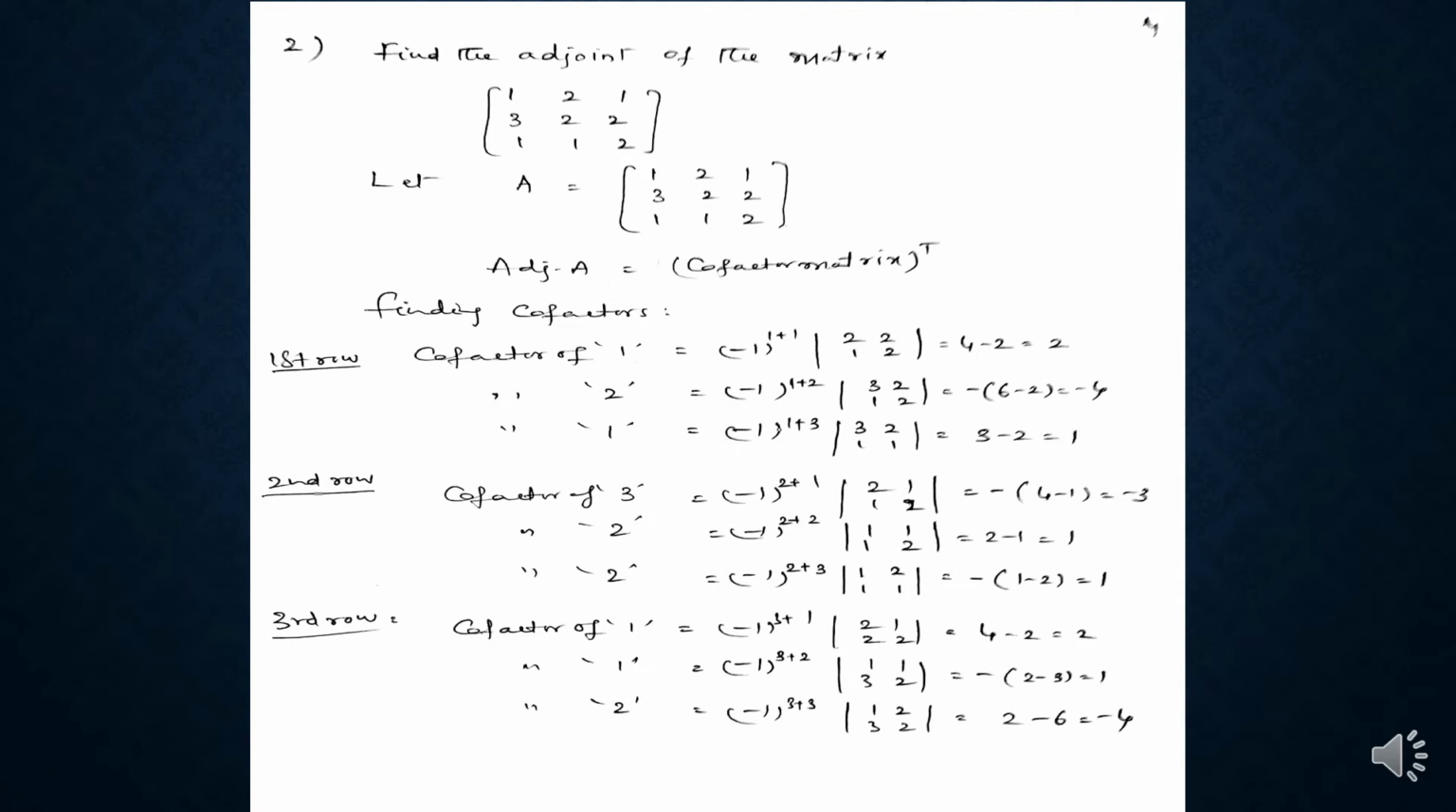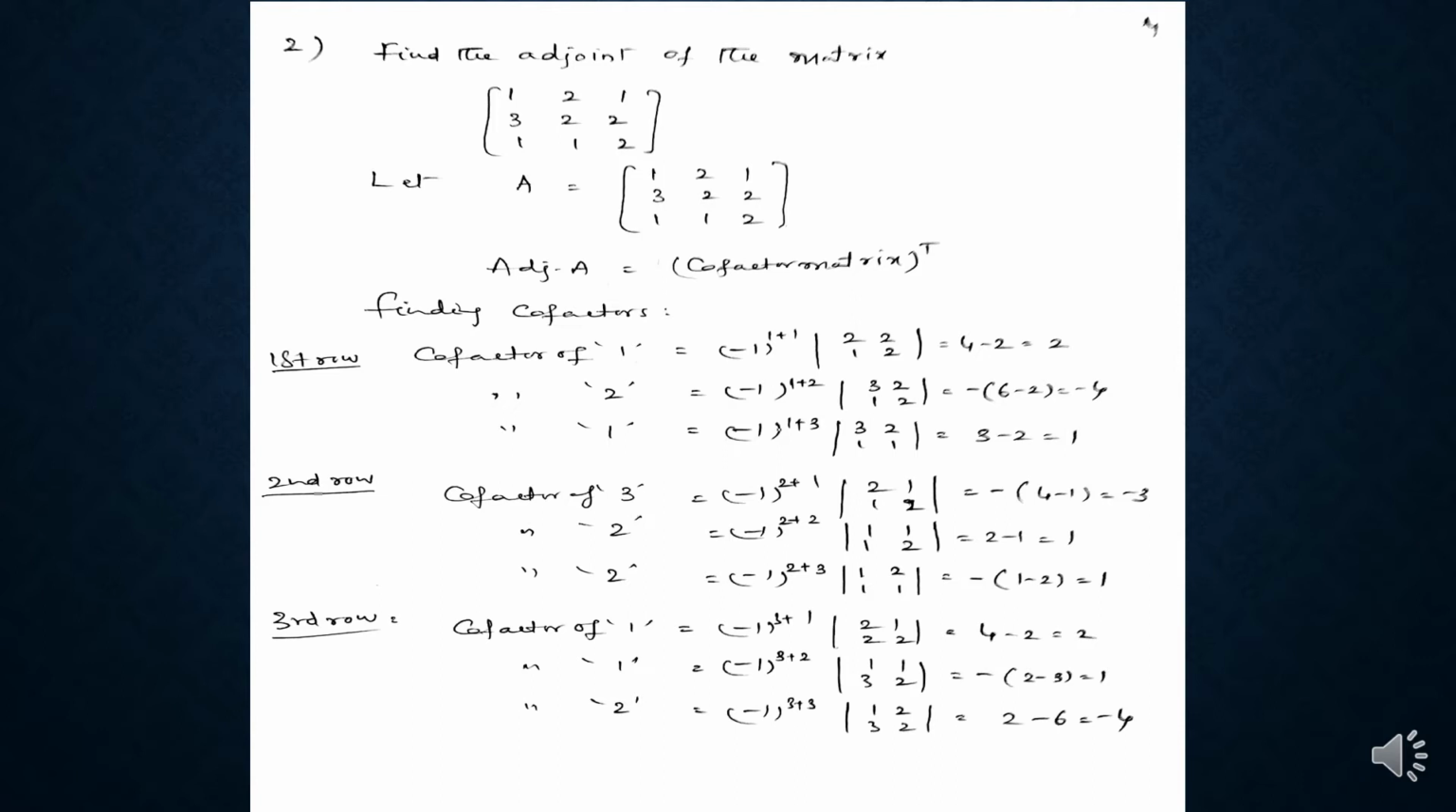Now coming to the second element, cofactor of 2. Here minus 1 whole to the power of i plus j form, we will get the sign pattern: plus, minus, plus, minus, plus, and so on. So we have the formula: cofactor of an element is equal to minus 1 whole to the power of i plus j into its determinant.